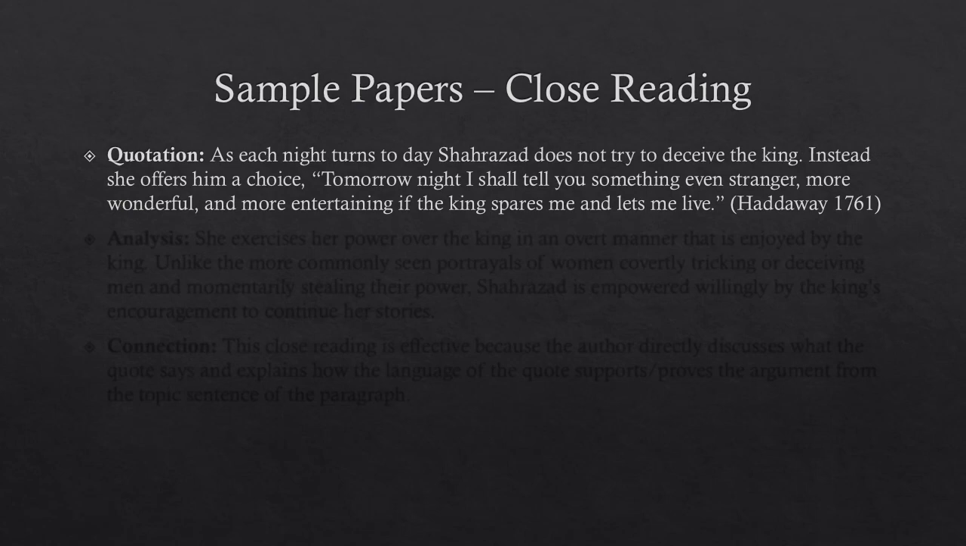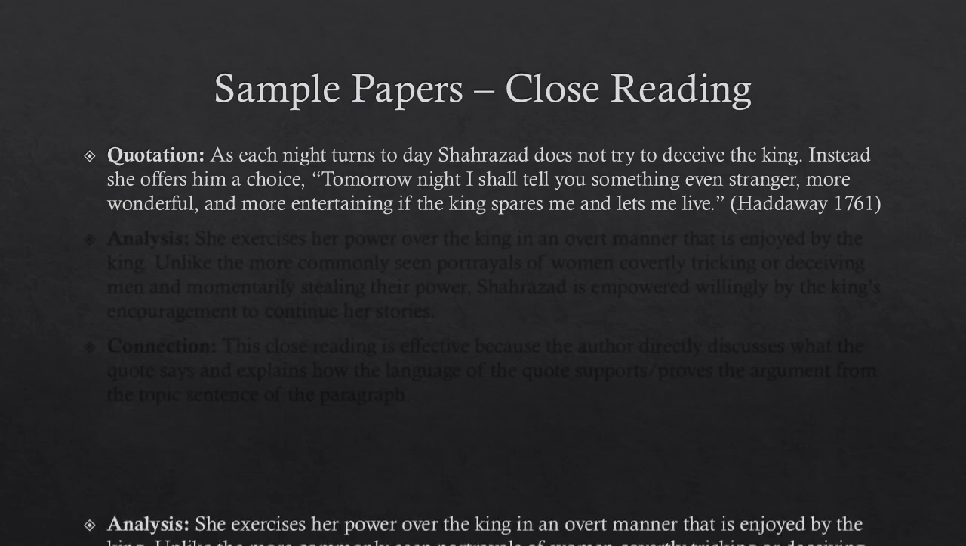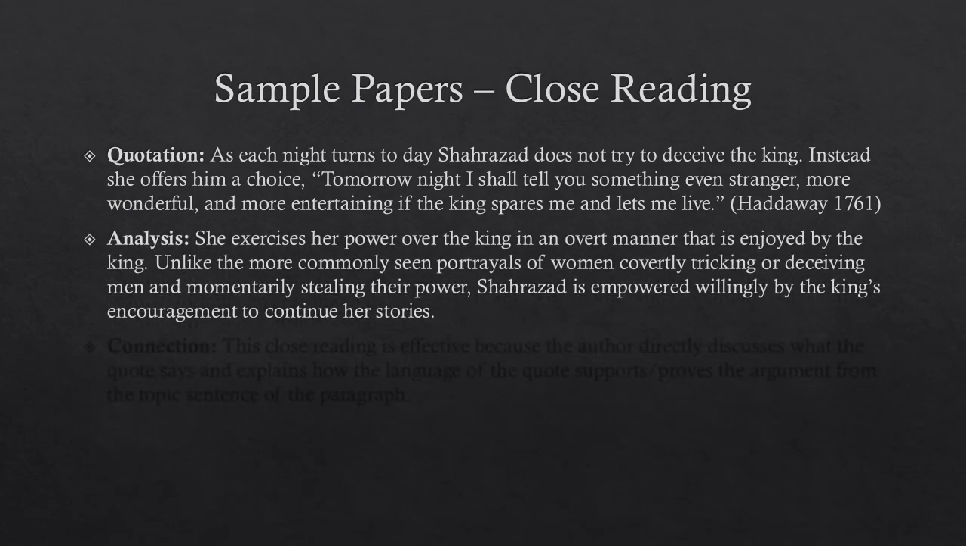So that's the context. I'm only giving it to you because it's not from this class. You may not have read it. So what does the student then say in the next sentence about this quote? "Scheherazade exercises her power over the king in an overt manner that is enjoyed by the king. Unlike the more commonly seen portrayals of women covertly tricking or deceiving men and momentarily stealing their power, Scheherazade is empowered willingly by the king's encouragement to continue her stories."